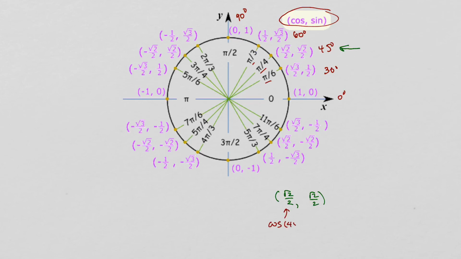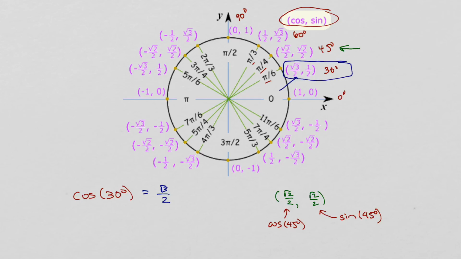So that's cosine of 45 degrees. The second one is your sine value, so that's sine of 45 degrees. So we can read these off my unit circle like this. If I asked you for, how about cosine of 30 degrees, what you could do is go over here to 30 degrees and take the first one because that represents cosine. So that's square root of 3 over 2.